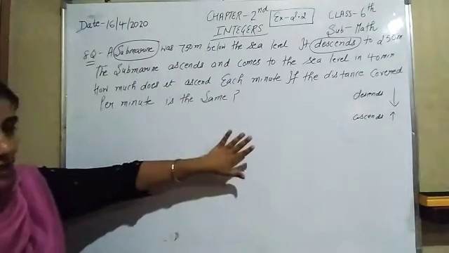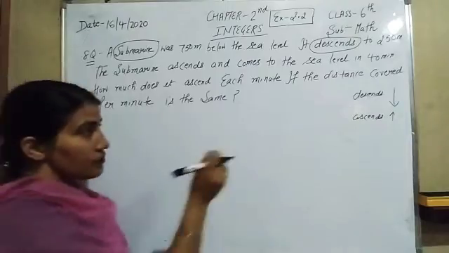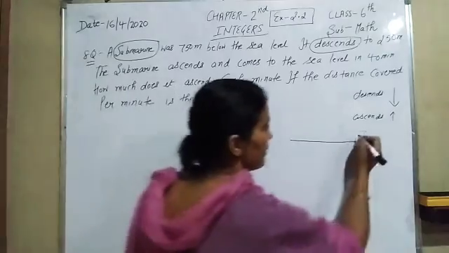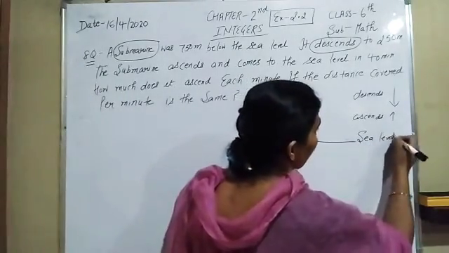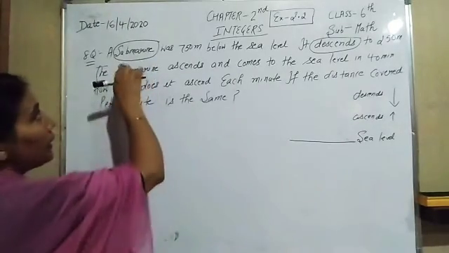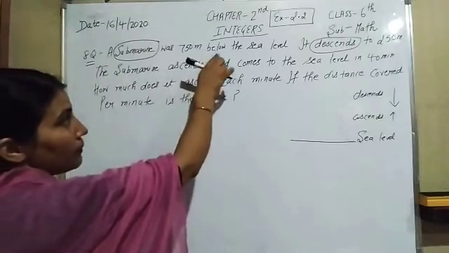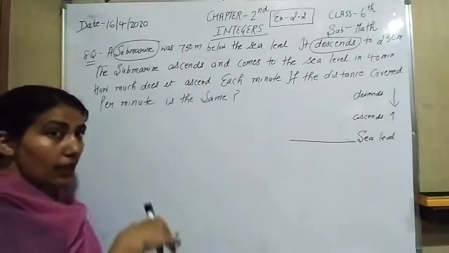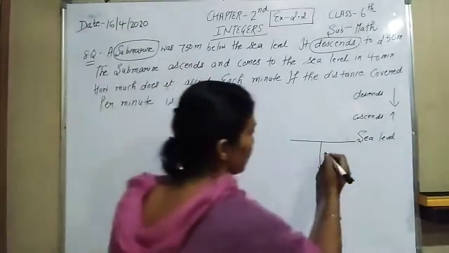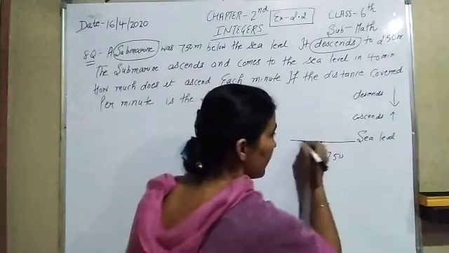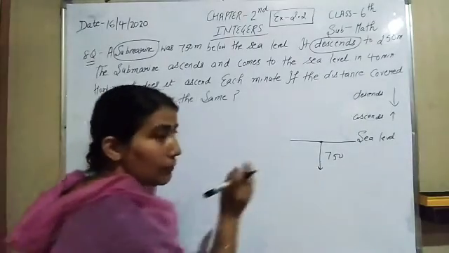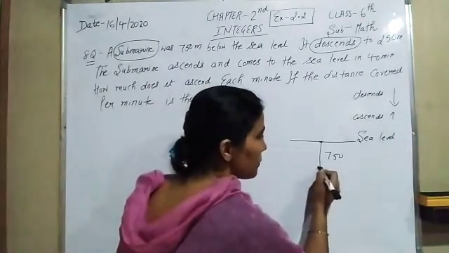Firstly, I'm going to tell you in which way we have to do this. Before starting, I just want to explain a few things. Let us suppose here is a sea level. Now look here, a submarine, that means pandubi. A submarine was 750 meters below the sea level. Below means in a downward position. Here is the sea level, and the submarine was below at 750 meters. That is its position.